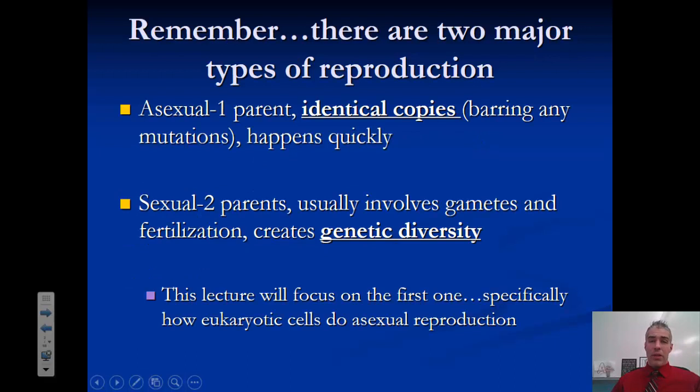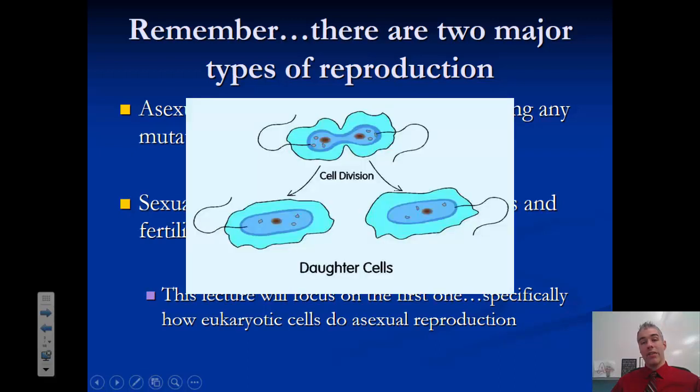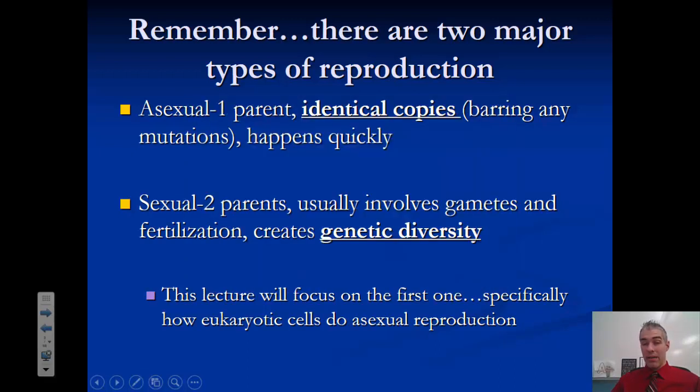So back to living environment, there are two major types of reproduction. There's asexual reproduction, and remember that involves one parent. You have identical copies of cells that you are making, and that's barring any mutations that are caused by the actual copying process. Remember, we talked about that when we went over DNA replication. Sometimes mistakes happen. Usually it fixes them, sometimes it doesn't. And asexual reproduction also happens very quickly because you don't have to find a partner with which to reproduce, so you can just reproduce yourself.